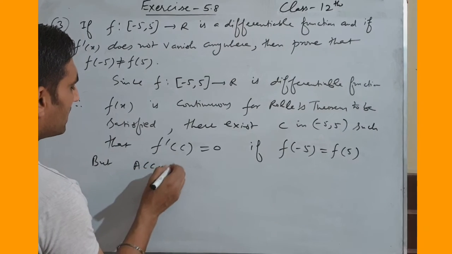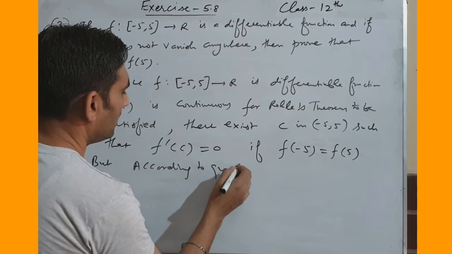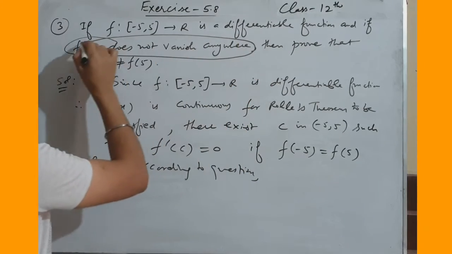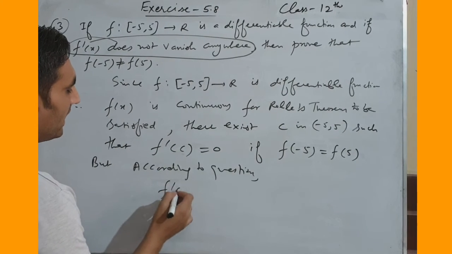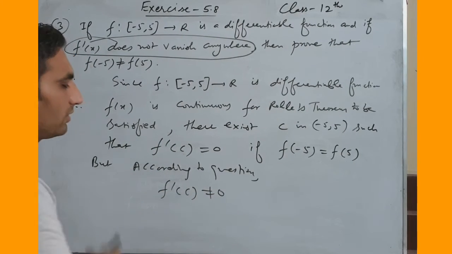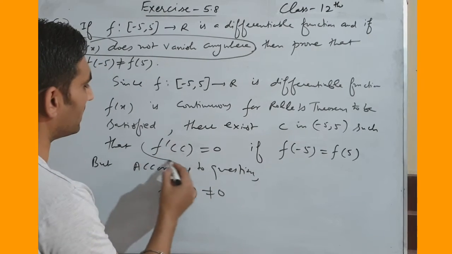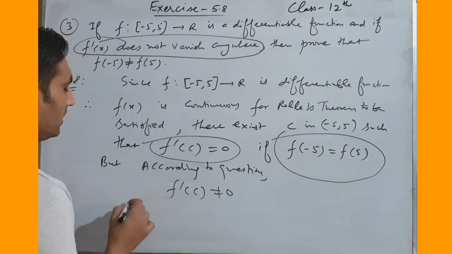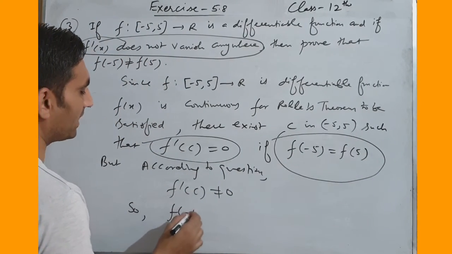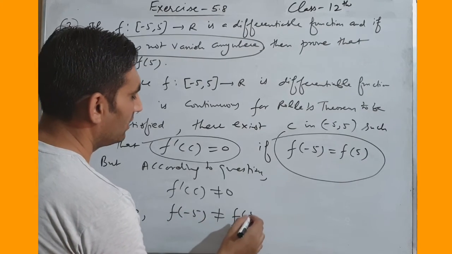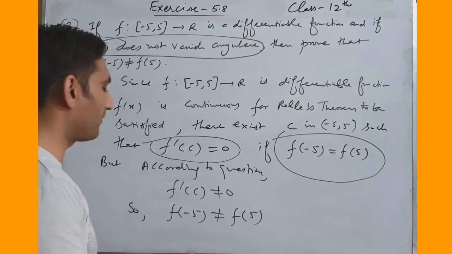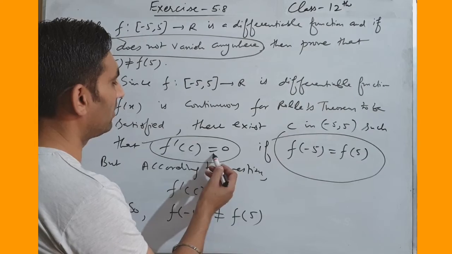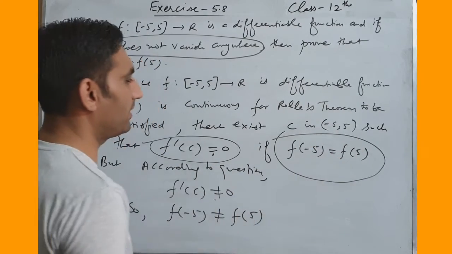According to the question, what is given in the question? In the question it is given that the derivative does not vanish anywhere. We can say the derivative at c will never be equal to 0. And if you have its opposite, derivative not equal to 0, then here also you have not equal to. So f at minus 5 will also not be equal to f at 5, because you have a not equal to sign for this. It will also have the same sign.